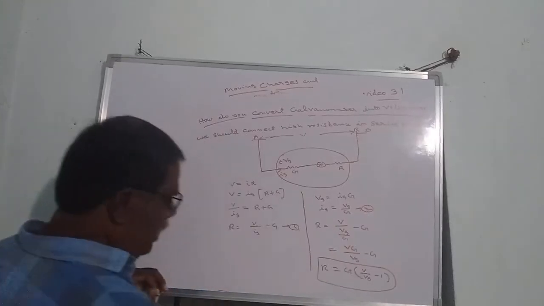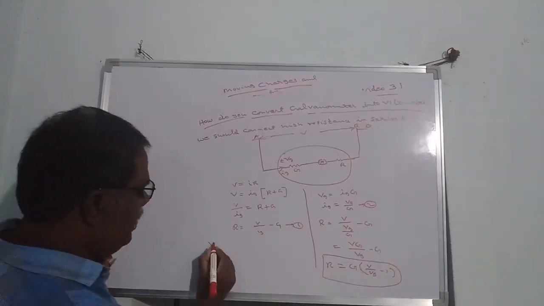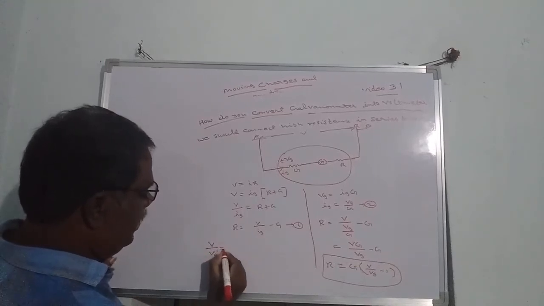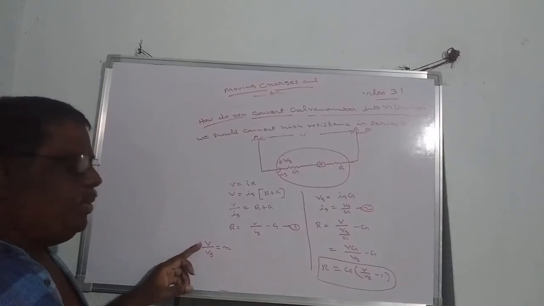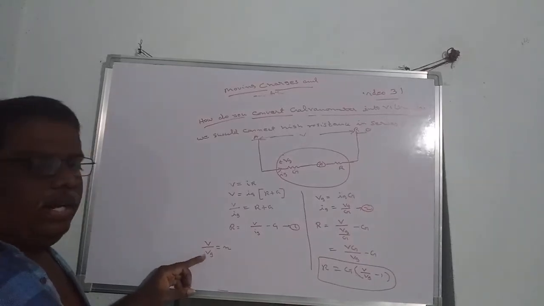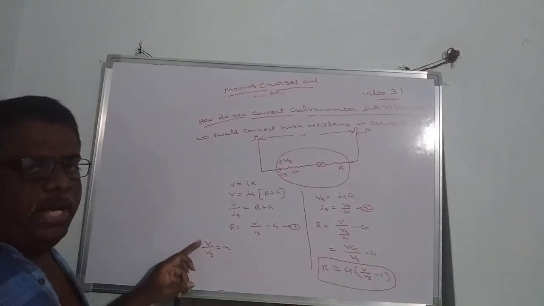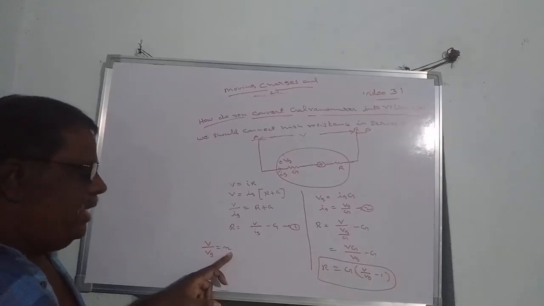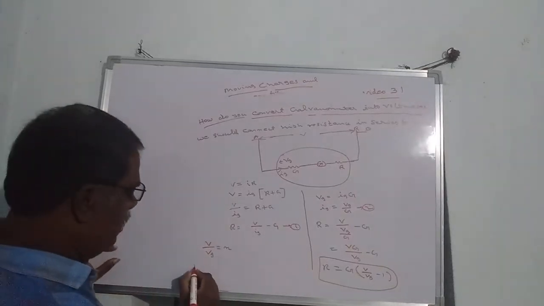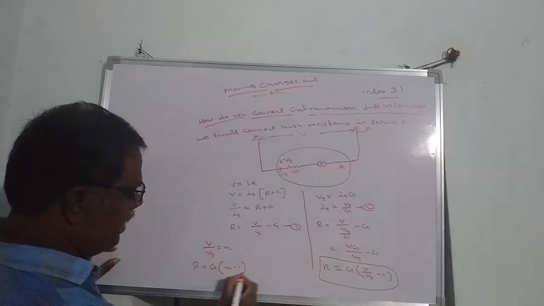So here we are getting V by Vg. The V by Vg value will be equal to N. That is the ratio between the maximum voltage and the voltage across the galvanometer. The ratio between total voltage and voltage across the galvanometer will be equal to N. Then the formula becomes R is equal to G into (N minus 1).